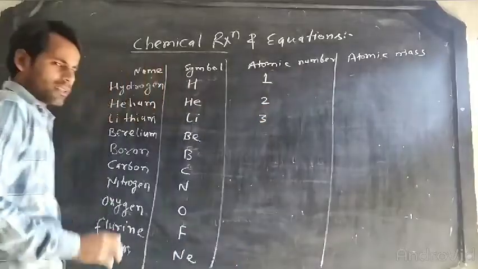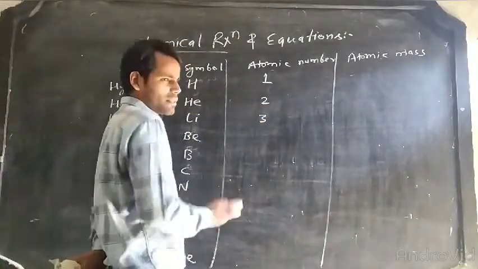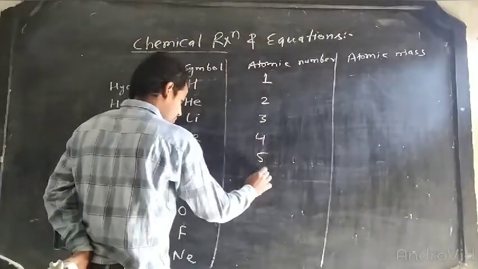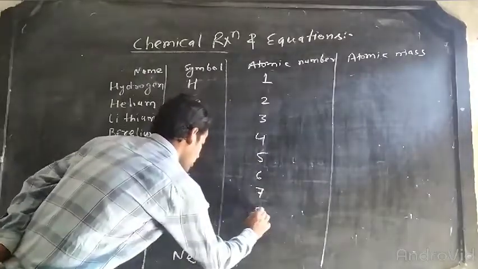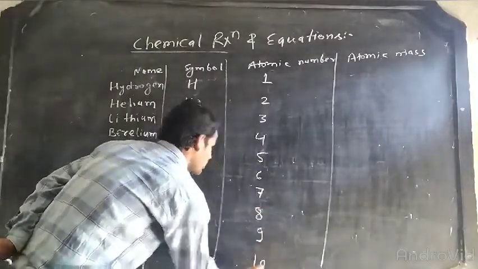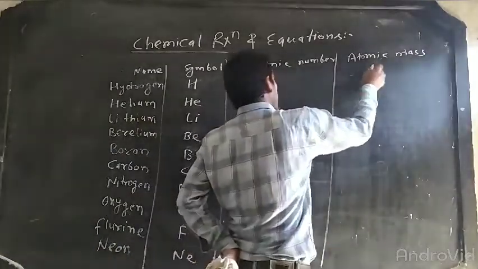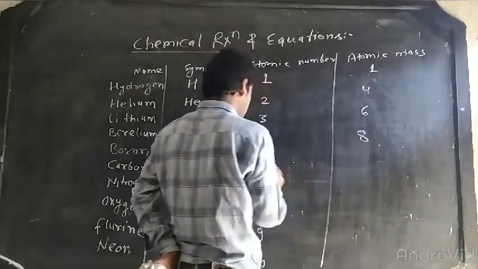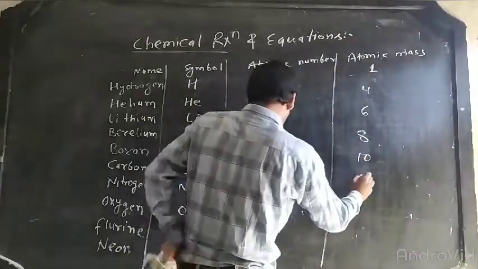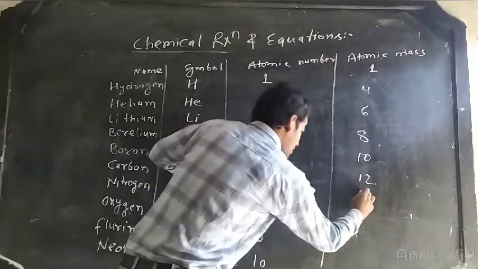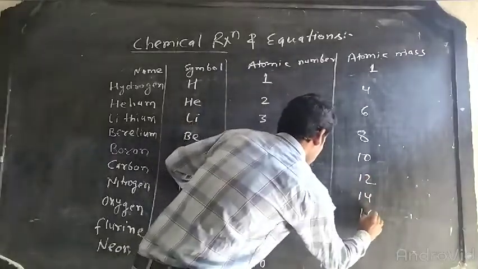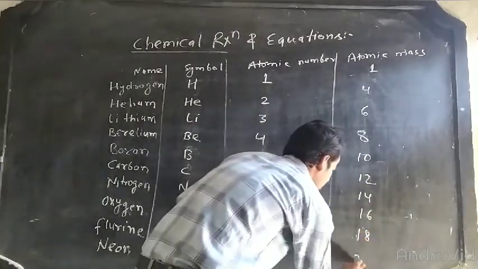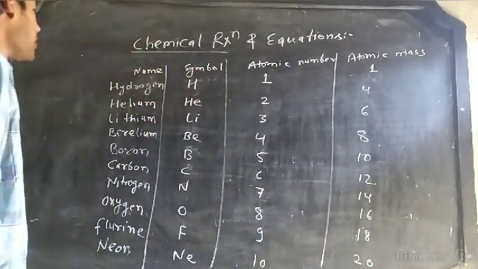We have to learn the serial number of the elements. Atomic number will be arranged in serial number: 1, 2, 3, 4, 5, 6, 7, 8, 9, 10. Atomic mass is 1, 4, 7, 9, 11, 12, 14, 16, 19, and 20. Write this down.